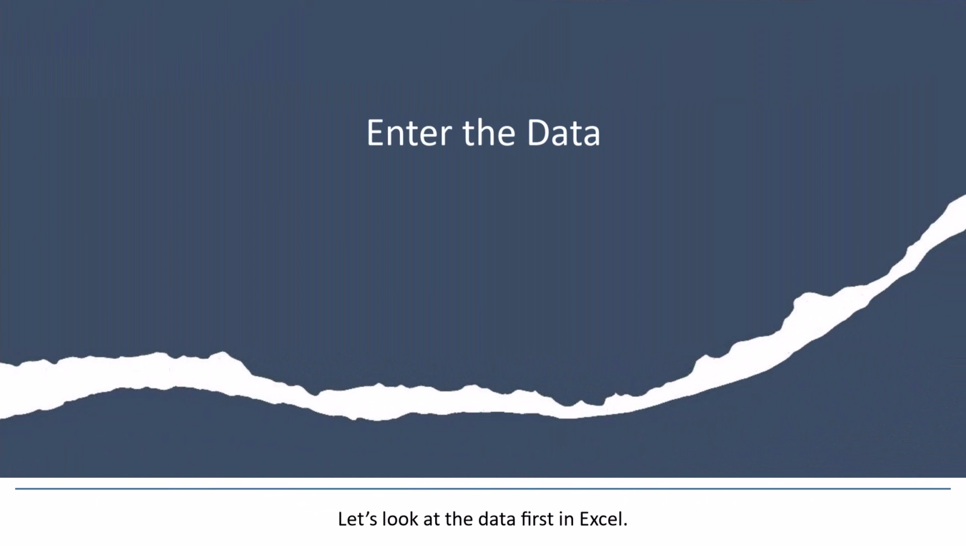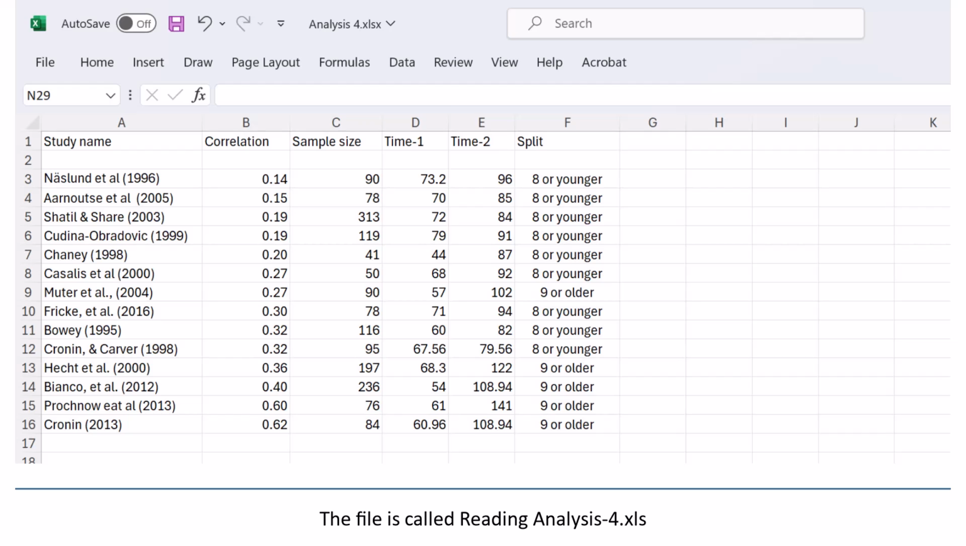Let's look at the data first in Excel. The file is called readinganalysis4.xls. There's a column here with the study names. There's a column here with the correlation between the two assessments. There's a column here with the sample size. And there are columns with data for various moderators, such as the age at each assessment. I want to copy this data into CMA.